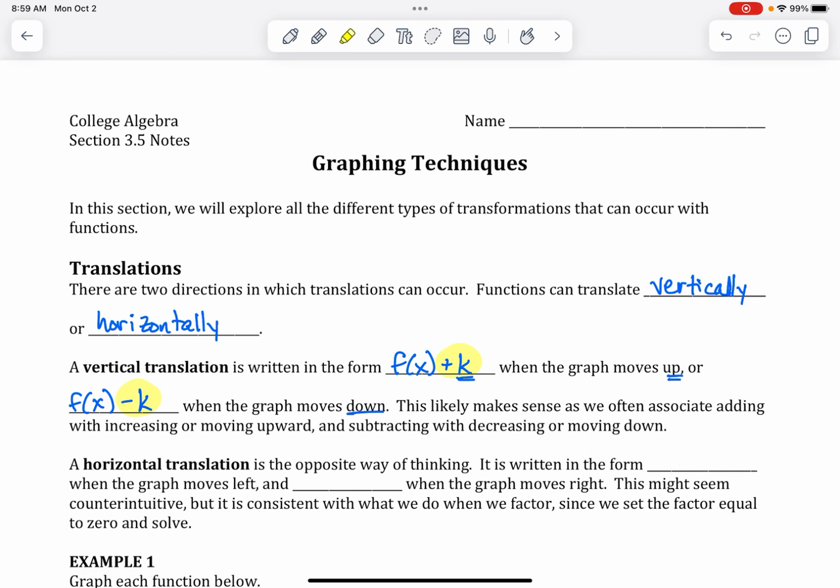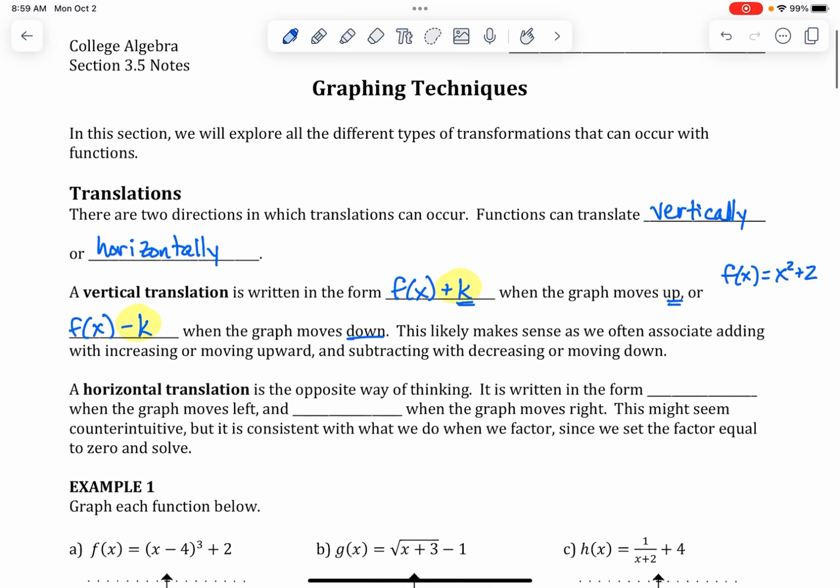And so I don't think there's any issue with that. So if you have some parabola, f of x is x squared plus 2, then I think that makes sense that the graph of the parabola is going to move up. And if it's minus 2, it goes down, etc.